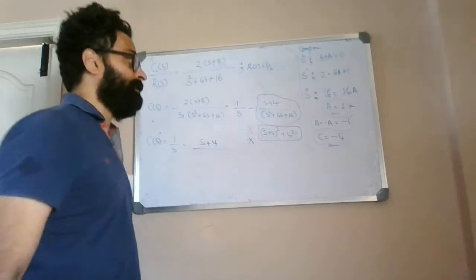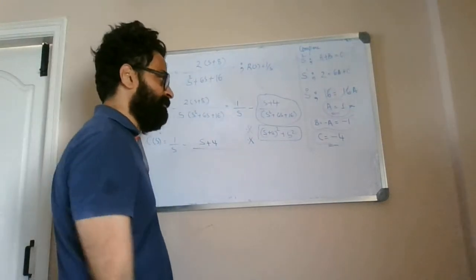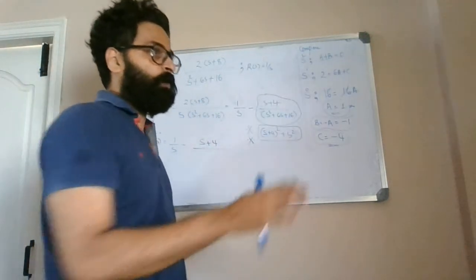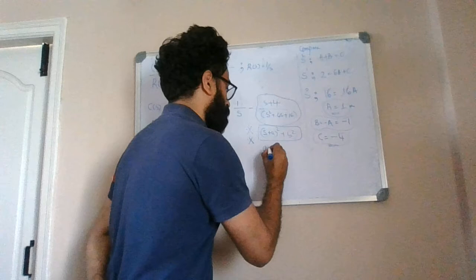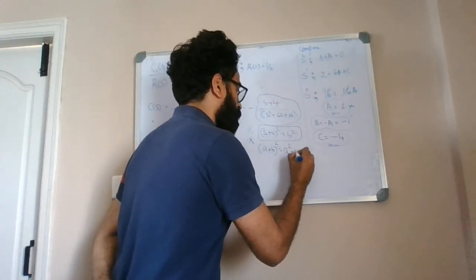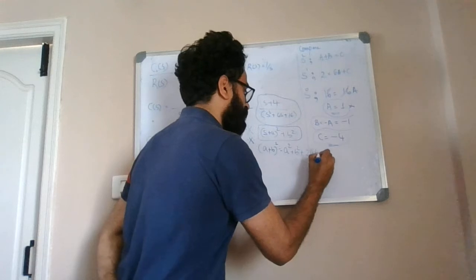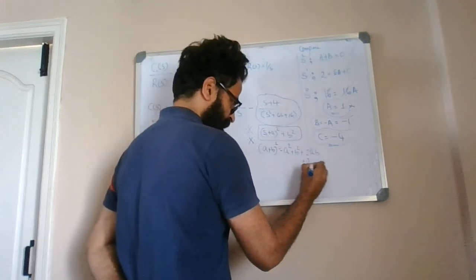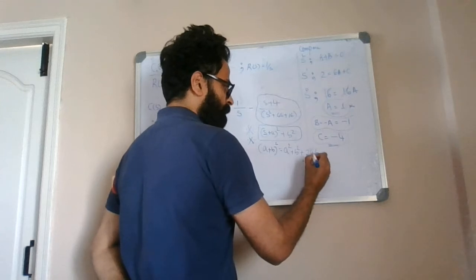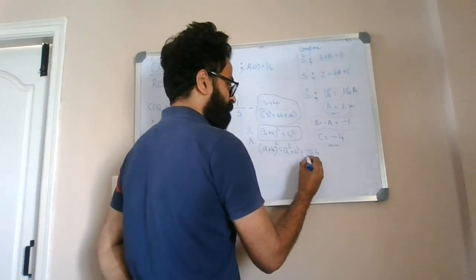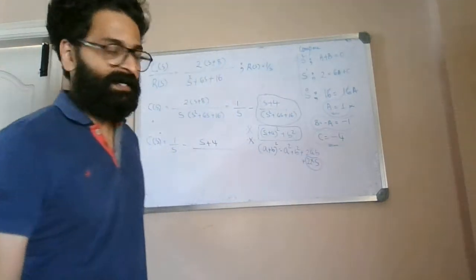B square I need, right? So let's see how to get b square. So a plus b the whole square is a square plus b square plus 2a into b. So as of now, we have 2 into a. So a is nothing but s here. So we have 2s here, right?